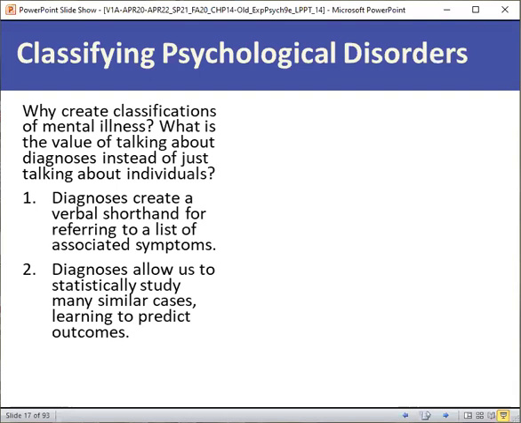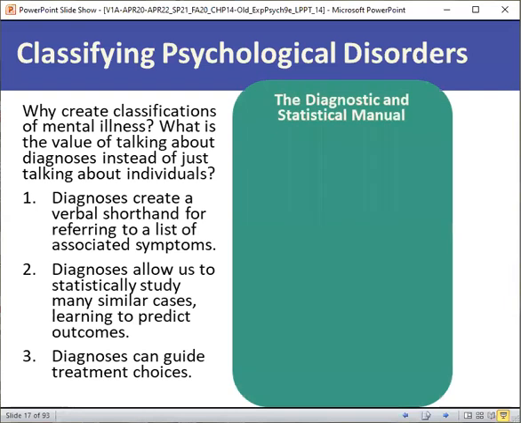Diagnoses allow us to statistically study many similar cases, learning to predict outcomes. So we have these types of diagnoses, these symptoms, and it allows us to try to see how often these symptoms are occurring together and in what populations. Diagnosis can guide treatment choices. So as you know what the diagnosis is, and you know what the symptoms associated with this diagnosis are, you can sort of run the numbers to see how people are treating it and how successful this particular course of treatment has been, and how successful or unsuccessful this other course of treatment has been. So you now have diagnoses, and you also have treatment choices out there. That's why classifying psychological disorders is important.